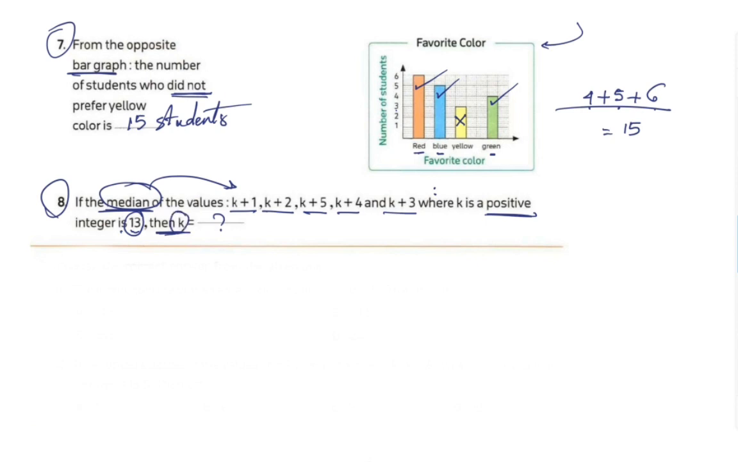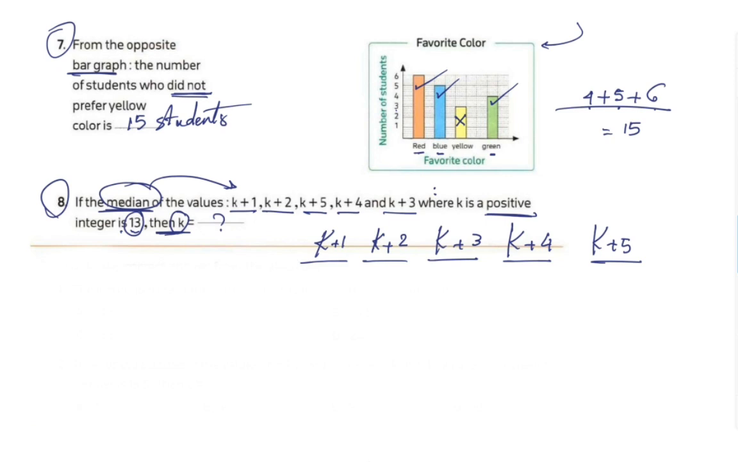How? I have 5 values, arrange them ascendingly. Of course, the least one here is k plus 1. After that, k plus 2, k plus 3, k plus 4, k plus 5. Now I arranged them ascendingly. Okay? First one, k plus 1, k plus 2, k plus 3, k plus 4, k plus 5, sorry. Okay? Now I arranged them ascendingly.